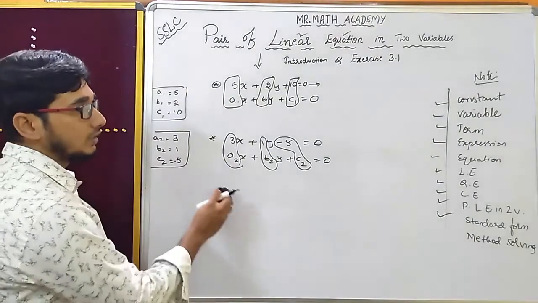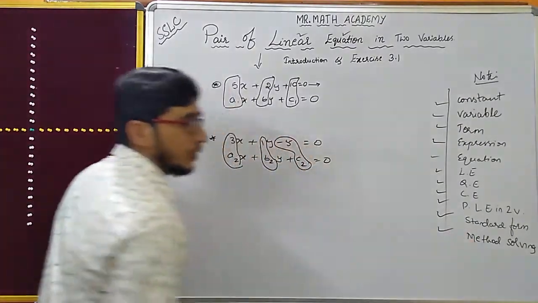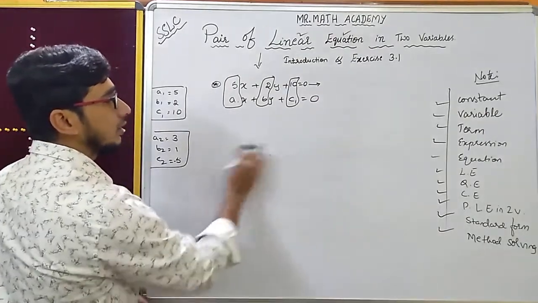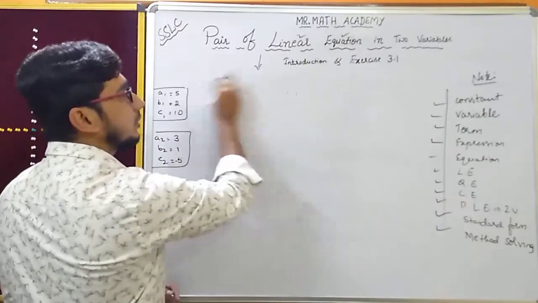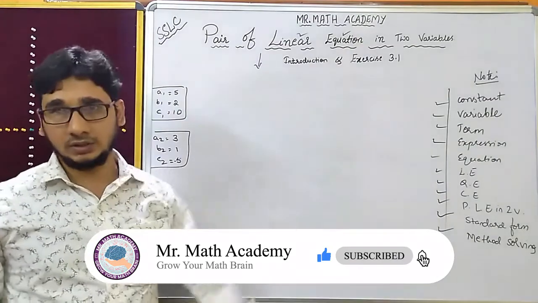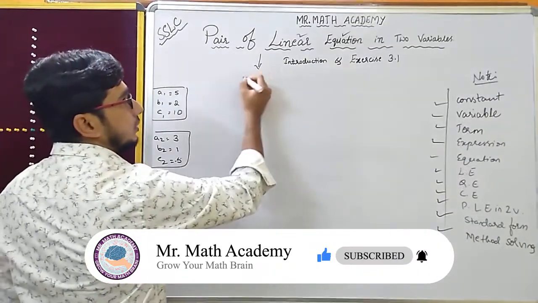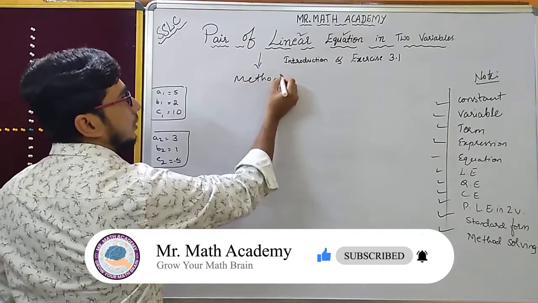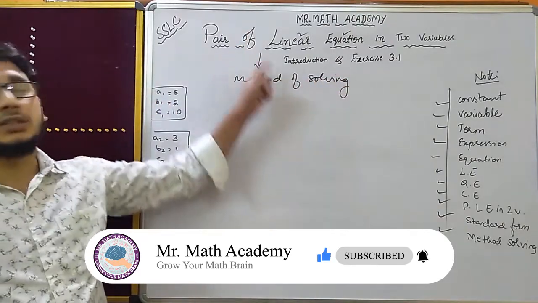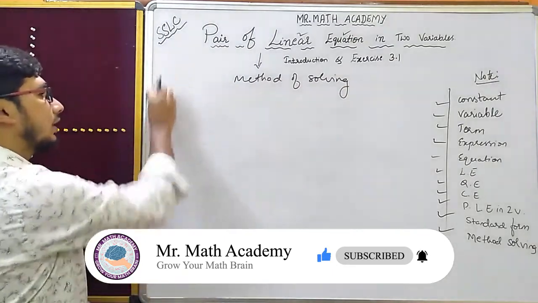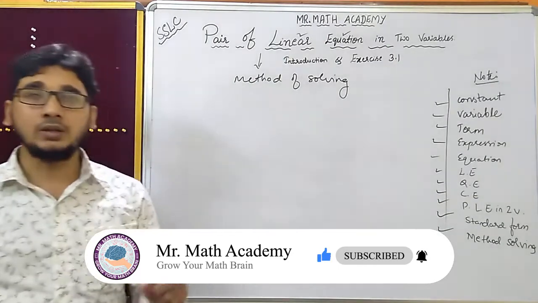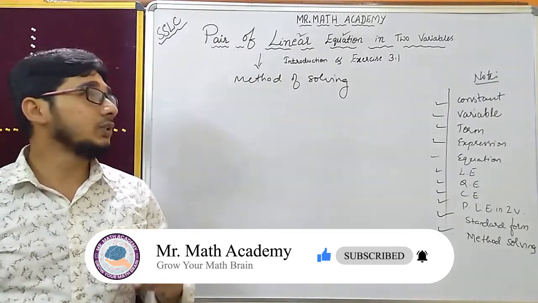This is the standard form of the equation. Now let us go for the methods of solving a pair of linear equations. How to solve these linear equations, how many methods are there? This is the most important concept. From here onwards the chapter actually begins. After that we'll go for exercise 3.1. Totally we have 4 methods in 10th standard, but this year they have deleted one method from the SSLC textbook.